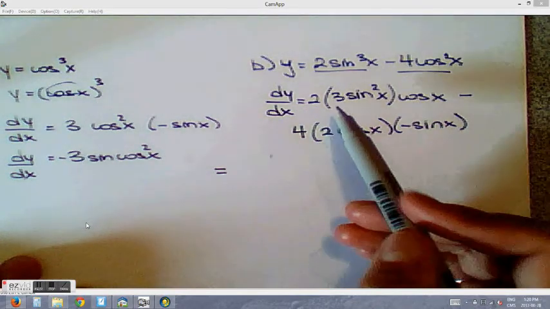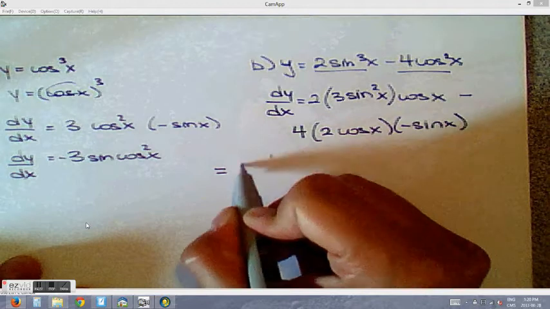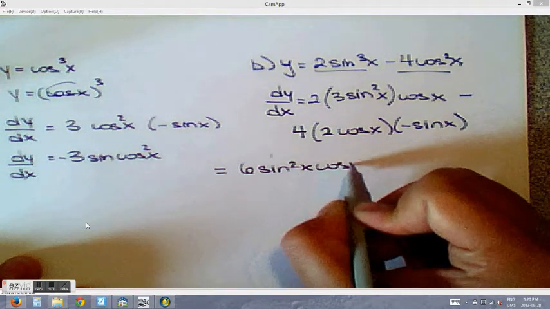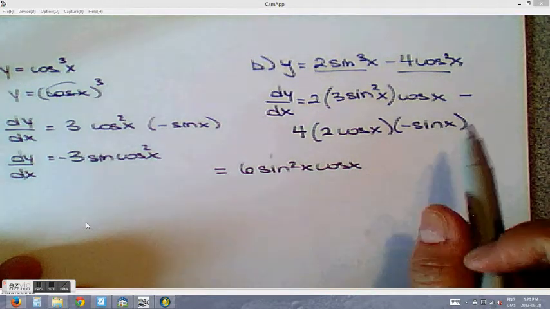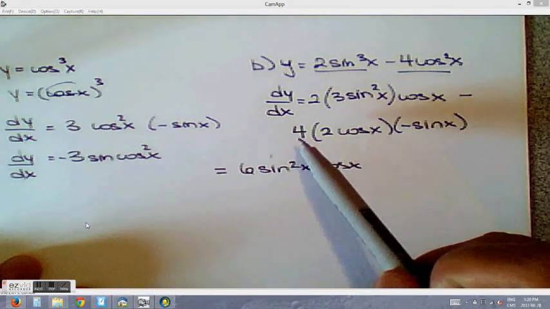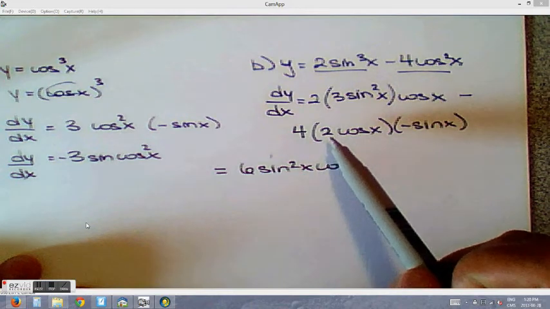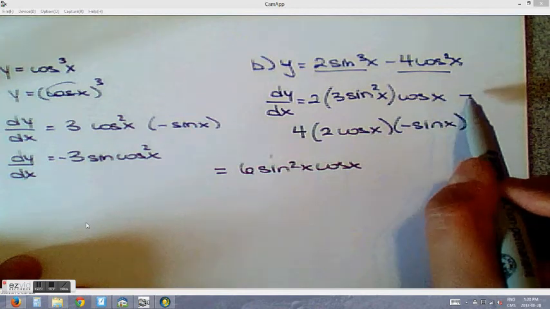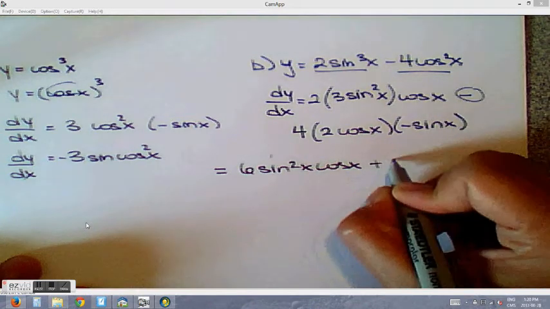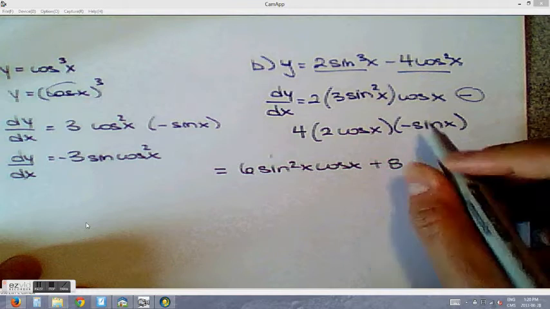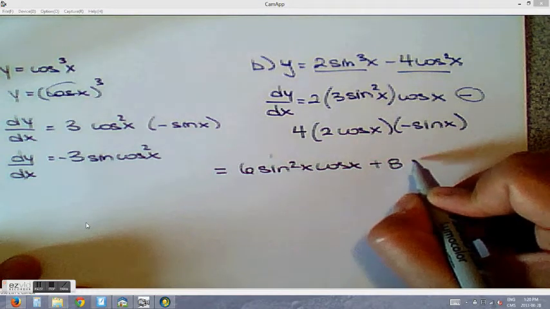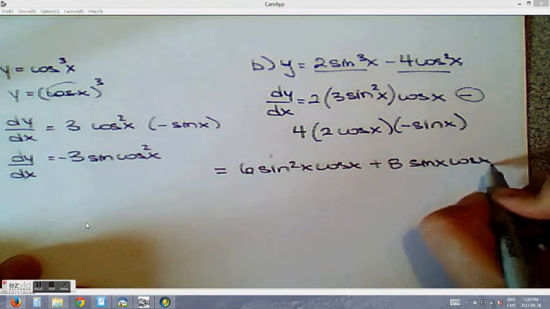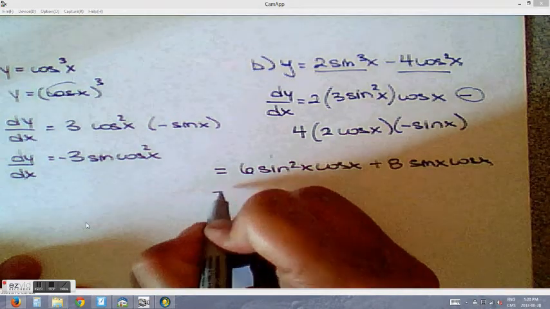Okay, so simplifying that, 6 sine squared x cosine x, negative times 2, which is negative 2 times 4, and don't forget to put this negative as well. So positive 8. And we'll just say sine of x. Doesn't really matter what order you put it in.